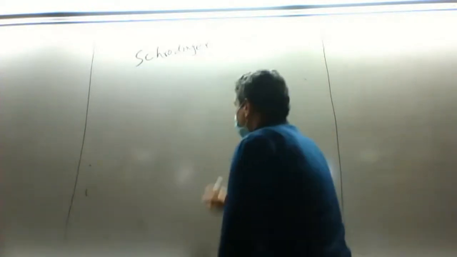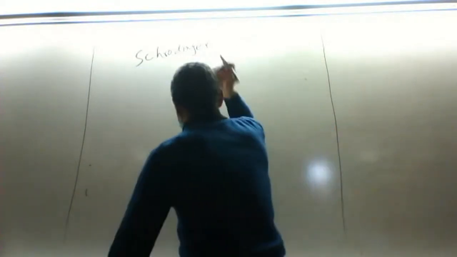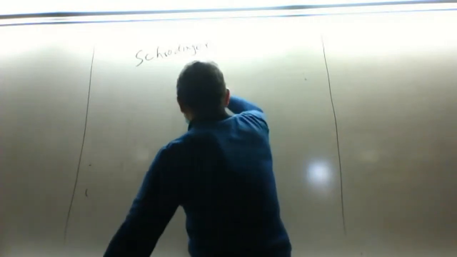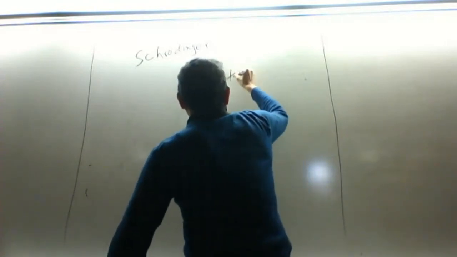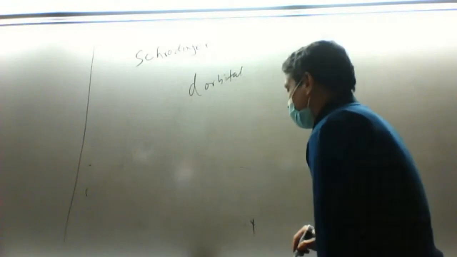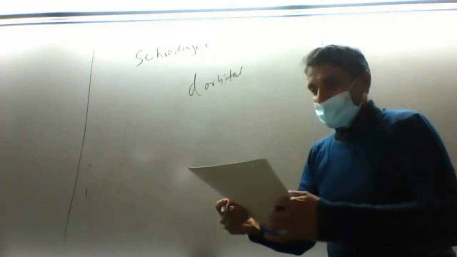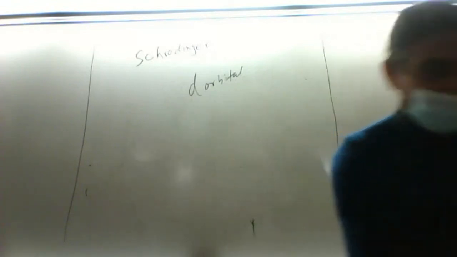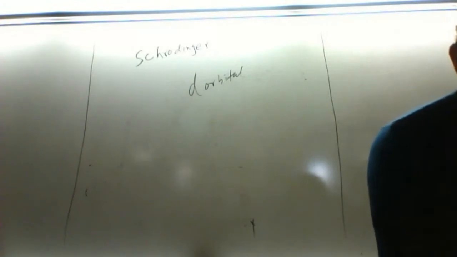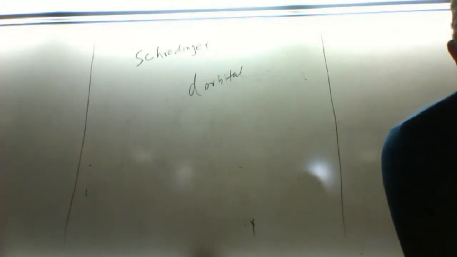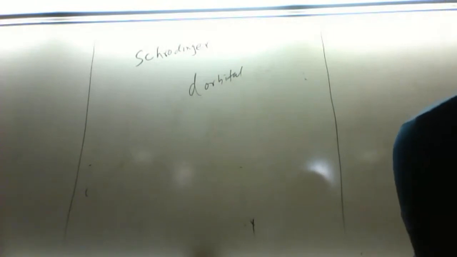Now I'm going to talk about the d orbital. I have not talked about the d orbital yet, and the d orbital looks like a double dumbbell. I think I have a picture here. If you Google the shape of the d orbital, you will easily get it. Let's see if I have it here. I think I have it somewhere here.